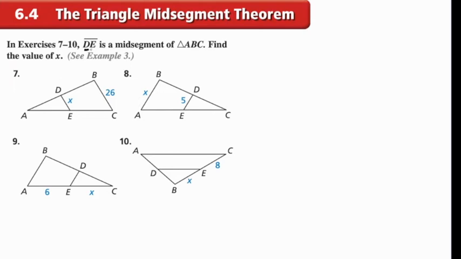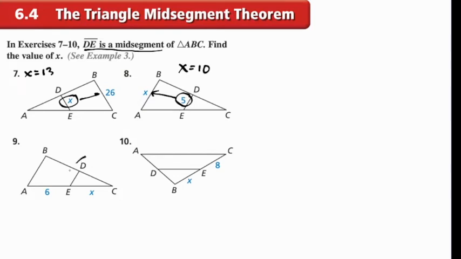So the problem tells us that DE is a midsegment. The midsegment is going to be half the length of the side it is parallel to. So for number 7, x is 13. For number 8, the midsegment is 5. It's half the length of the side it's parallel to, so it makes x equal to 10.